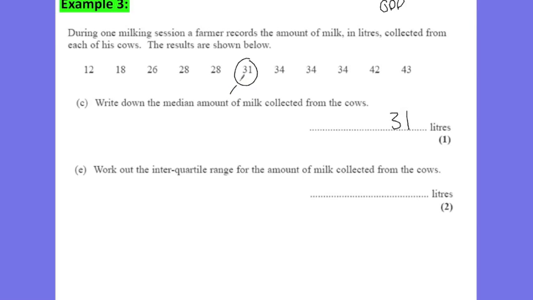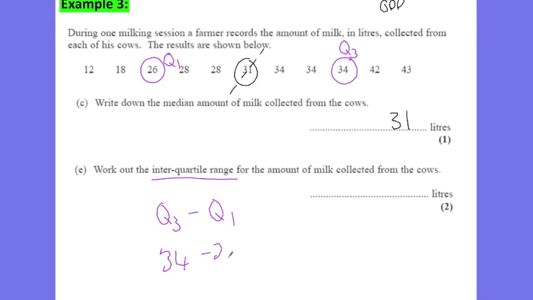Now, we ignore this number here and we look and find the middle on the left here to find the lower quartile. Our number here is in the middle, 2 this side, 2 this side. We're looking here, 34 is in the middle, 2 this side, 2 this side. This is Q3 and this is Q1. To be able to work out the interquartile range, Q3 subtract Q1. 34 subtract 26 is equal to 8. Interquartile range is 8 litres.